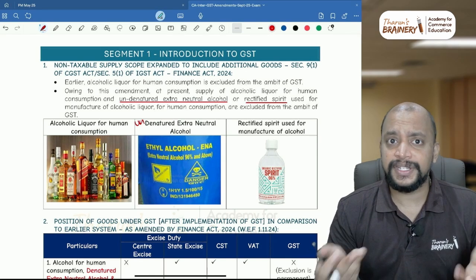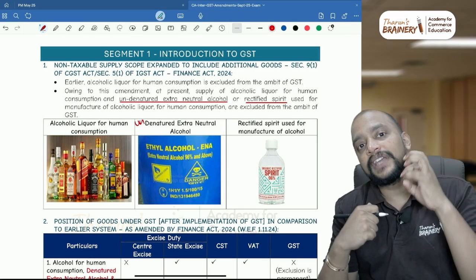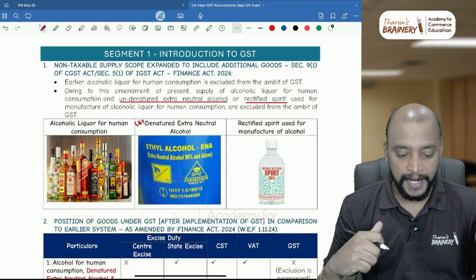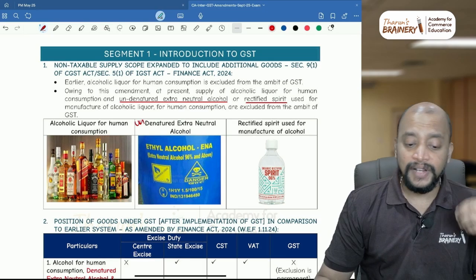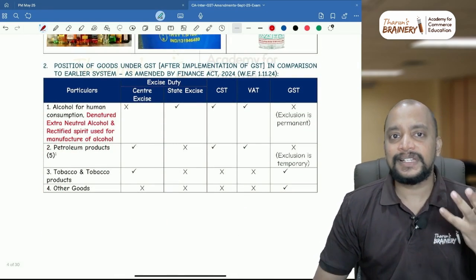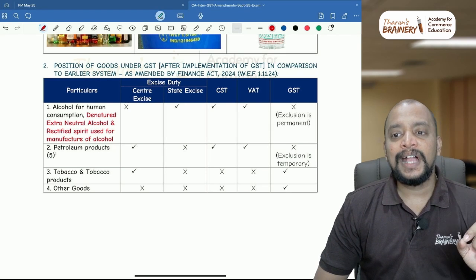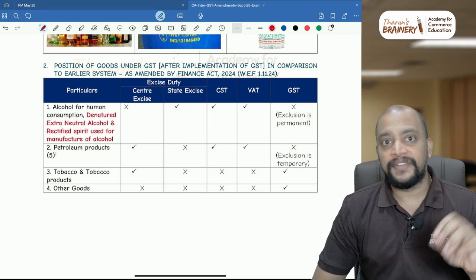That is subject to GST, we don't have any relief there, but the major raw material is these two, for that only they have given the relief, okay. And so now what will happen to the position of goods under GST? Previously only on alcohol there used to be state excise duty and CST and VAT.